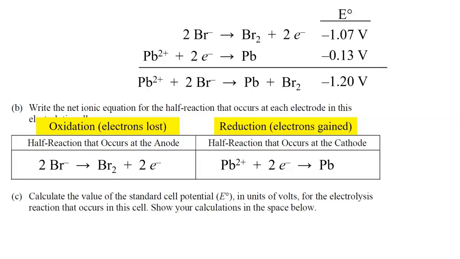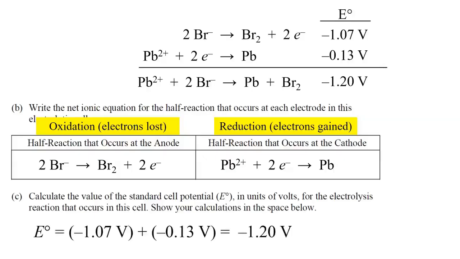Now, moving on to part C, we already know the answer to part C. It says calculate the value of the standard cell potential in units of volts for the electrolysis reaction that occurs in the cell. So we know that the cell potential should be a negative number for an electrolytic cell, and we've already determined that that would be negative 1.20 volts. So it's because the negative 1.07 volts for the oxidation half reaction is added to the negative 0.13 volts for the reduction half reaction. So negative 1.20 volts is the answer for the overall standard cell potential for this electrolysis reaction.